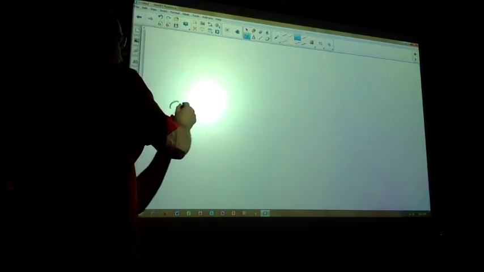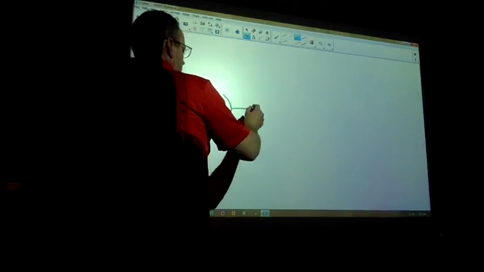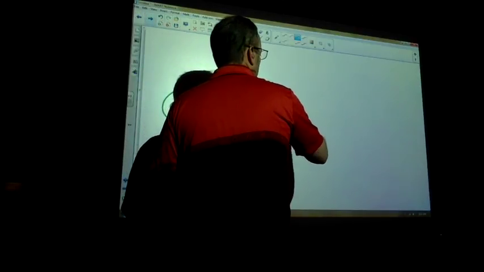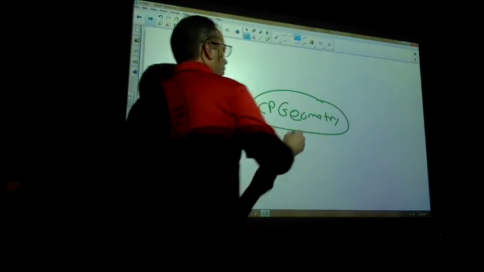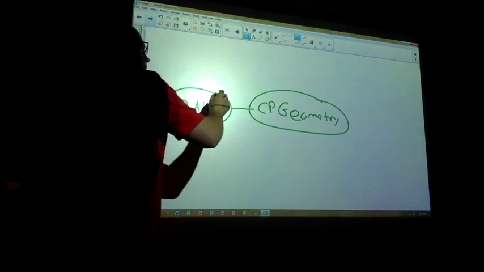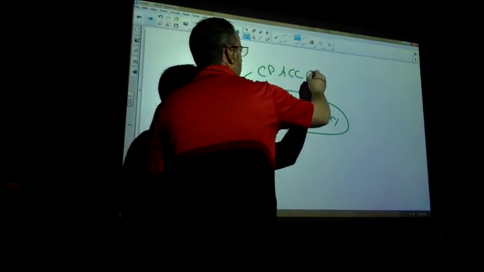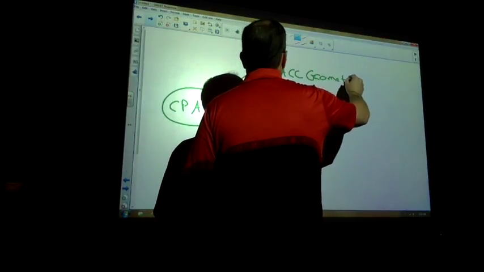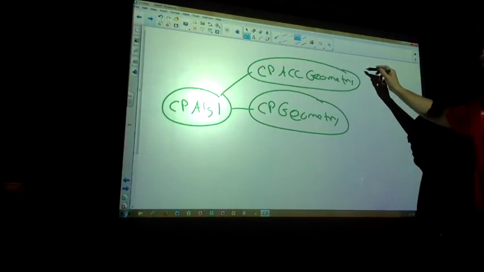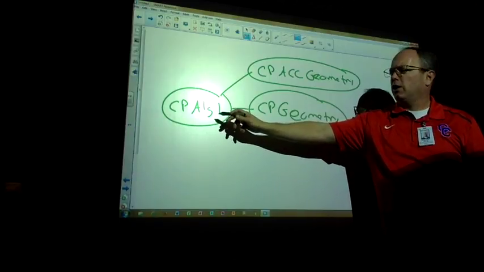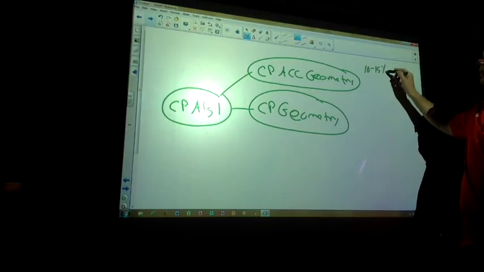So just to give you a heads up, CP Algebra 1, which is this class, the next class really is CP Geometry, which is a great class. This leap here going to CP Accelerated Geometry really isn't for any of you, and this is why. To leap from this class to here, you're looking at a 10 to 15% drop in your grade.